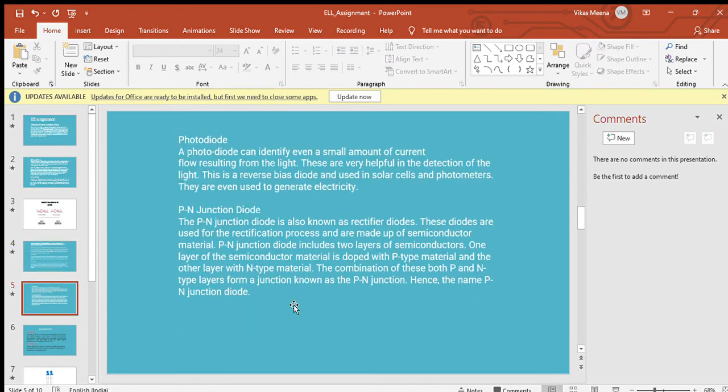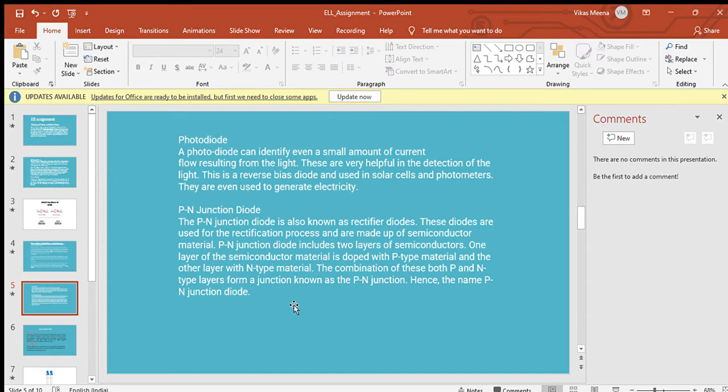Now coming to photodiodes. They are very useful in the detection of light because they can detect even a small amount of current resulting from light. They are used in solar cells, photometers, and also in the photoelectric effect to determine the current.